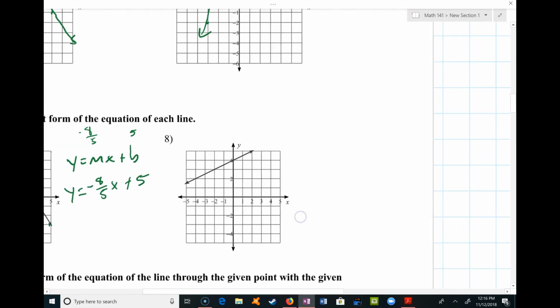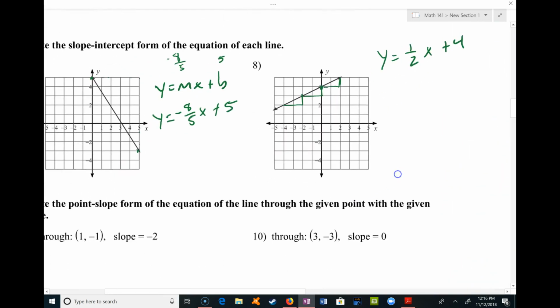Okay, same thing here. I'm going to just spot the y-intercept, which in this case is 4. You can see it right there. And the slope, it looks like I'm going over 2, up 1. Does that look like it? Yeah, over 2, up 1, over 2, up 1. You can see it there. So that means y is going to equal 1/2 x, because I'm going over 2, up 1. The change in y is always on top, change in x is always on the bottom. And the y-intercept was 4, we said, plus 4.